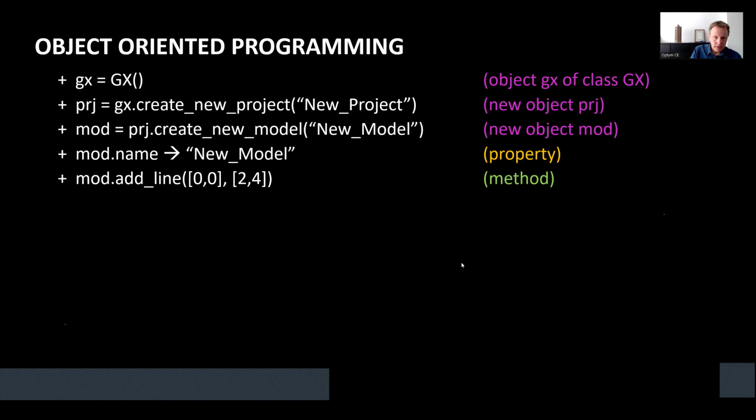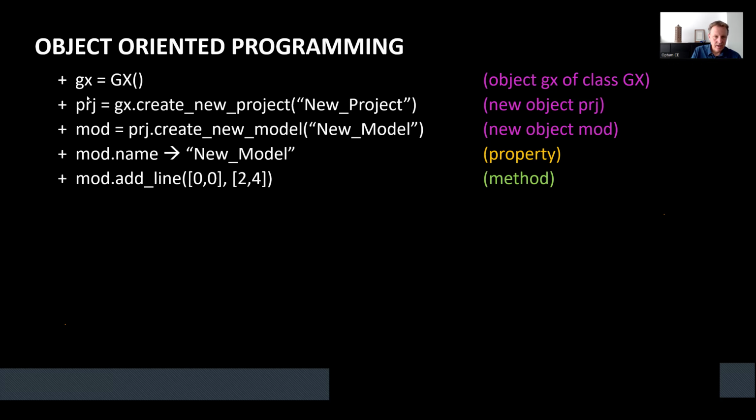So, a very simple example. This uppercase GX is what we call the class. And with this lowercase gx, we create an object. That's the top level application object. This object has a number of methods attached to it, and one of those is called create new project. So we create a new project.